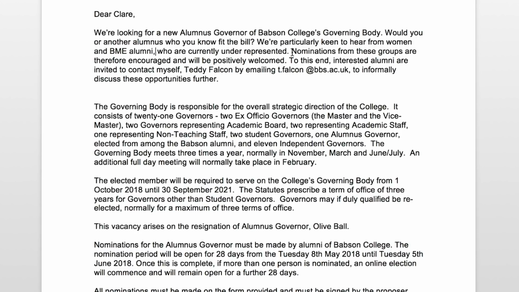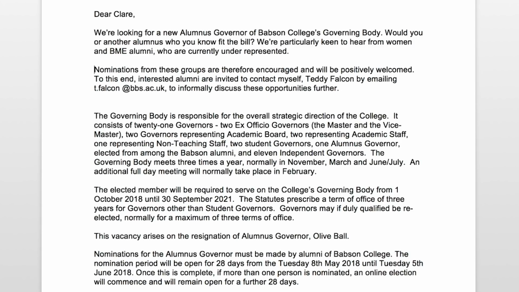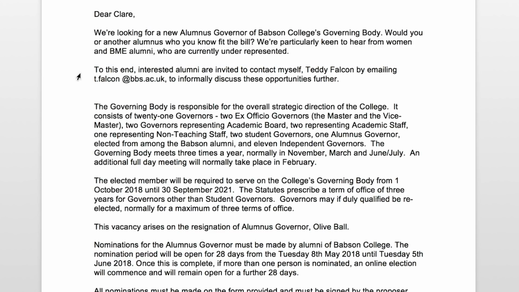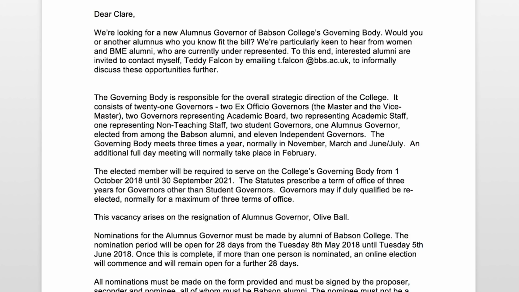Who are currently underrepresented. Nominations from these groups are therefore encouraged and positively welcomed as opposed to negatively welcomed. I think we've got that message up with "we're particularly keen to hear from." And then we've got this bit about contact Teddy Falcon if you're one of these groups. So I'm going to just leave that for the moment up there. I think that might belong somewhere else, but we'll leave it up there for the moment.